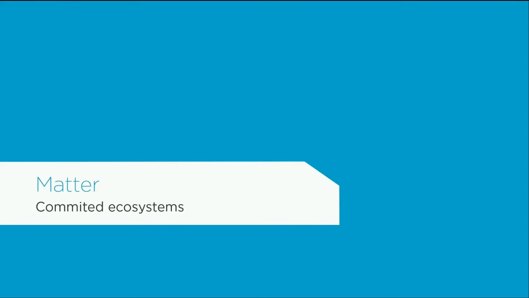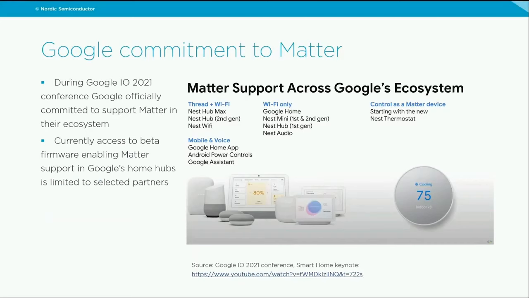So speaking about committed ecosystems, let's look together at what the situation is on this front. During the Google I/O 2021 conference, Google officially committed to support Matter in their ecosystem, and they provided a list of devices which are planned to be upgraded to support Matter. Currently, access to beta firmware enabling Matter support in Google Home Hubs is limited to some selected partners.